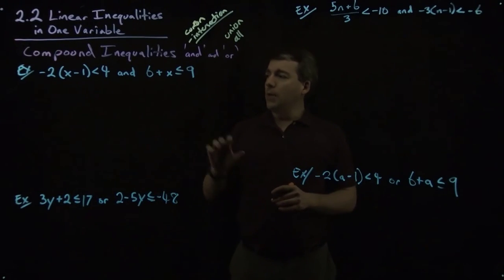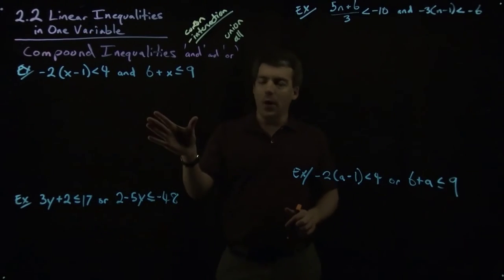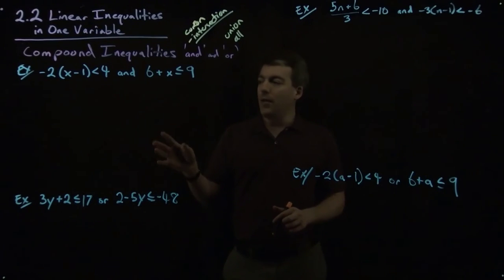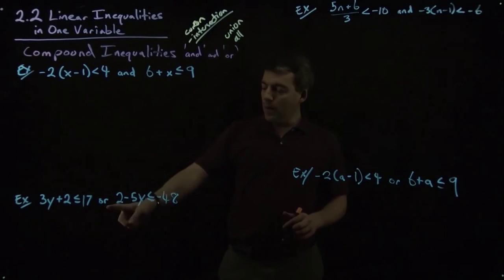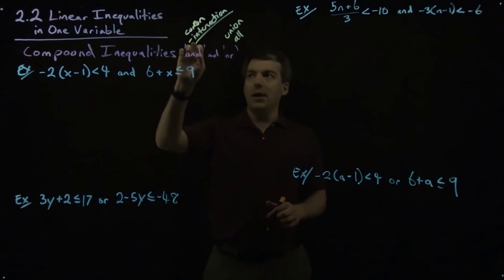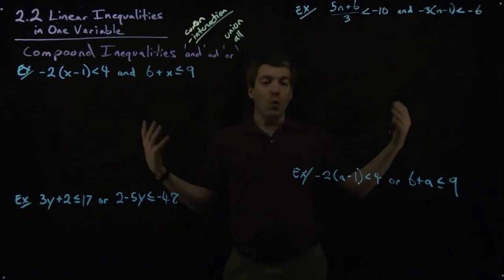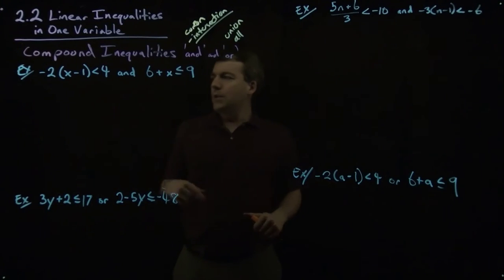Okay, let's solve these. The way we'll go about it is we'll solve each inequality, then we'll get the solution set for each one, and then depending on the conjunction, the "and" or the "or," we will either take the intersection or the union of those solution sets. We'll find the points in common, or we'll take the whole thing in a union. Okay, so let's try this.